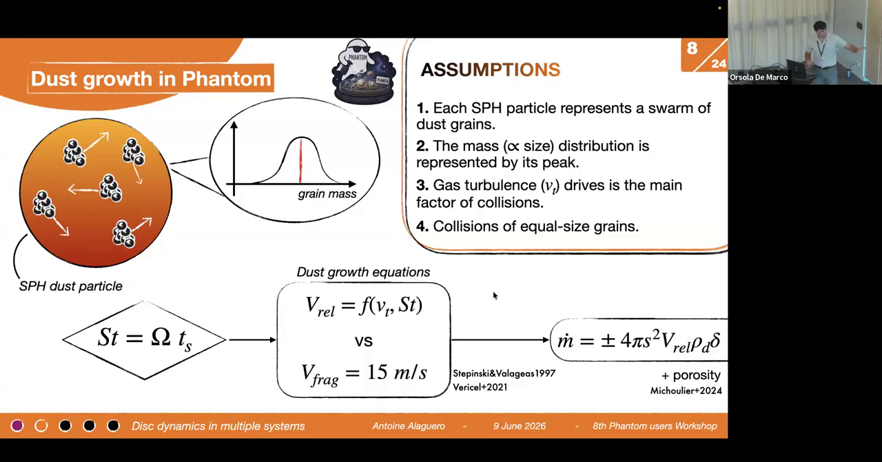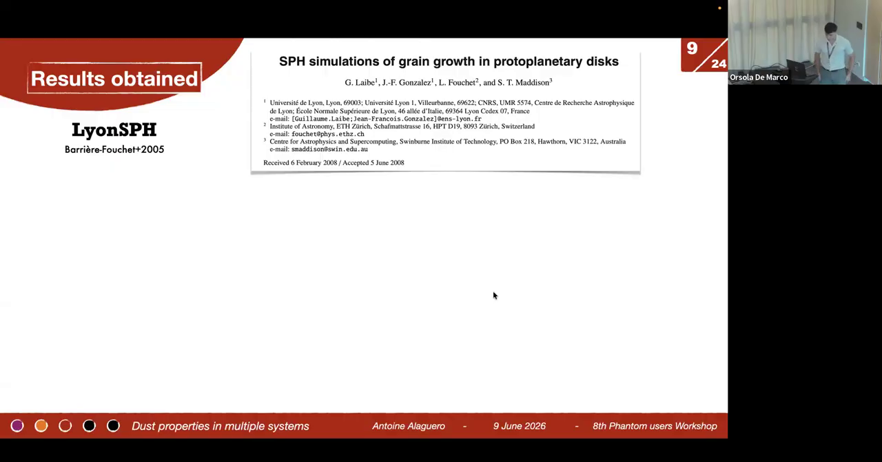All right, so this is how dust growth works. Let me now highlight a bunch of results that have been obtained with that module. And it did not start with Phantom. It started back in time with Lyon SPH, back already in 2008, just to highlight that this is a very old framework that has been updated through the years. And I won't talk in detail about that paper.